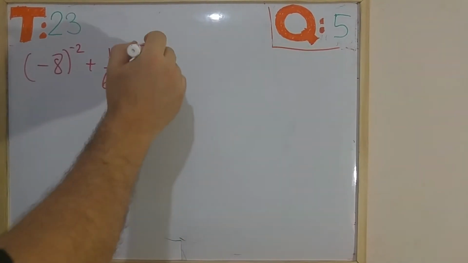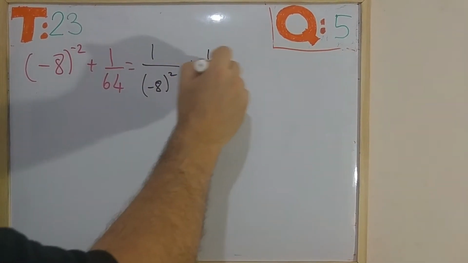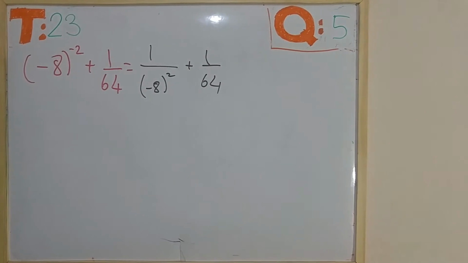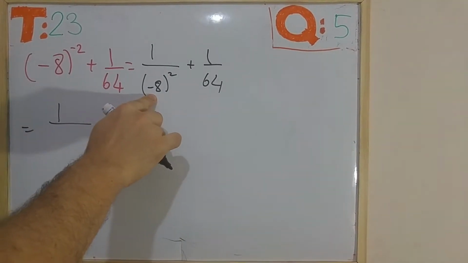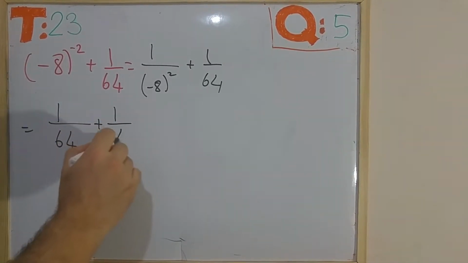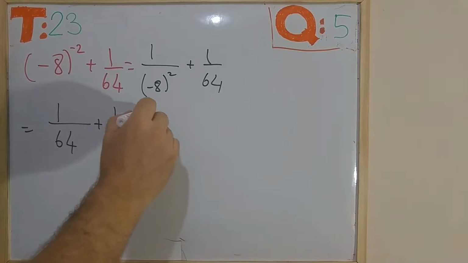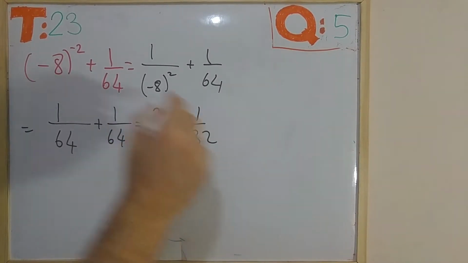Minus 8 to the minus 2 is equal to 1 over minus 8 squared, plus 1 over 64, which is equal to, 1 over minus 8 squared is equal to plus 64. Therefore, we have 1 over 64 plus 1 over 64, which is 2 over 64, which makes 1 over 32.